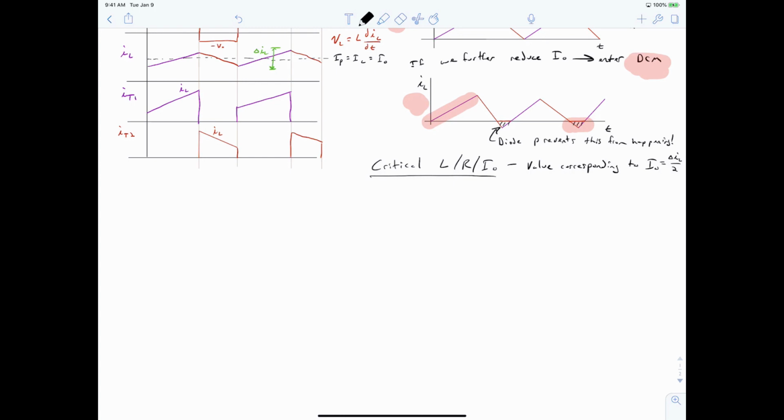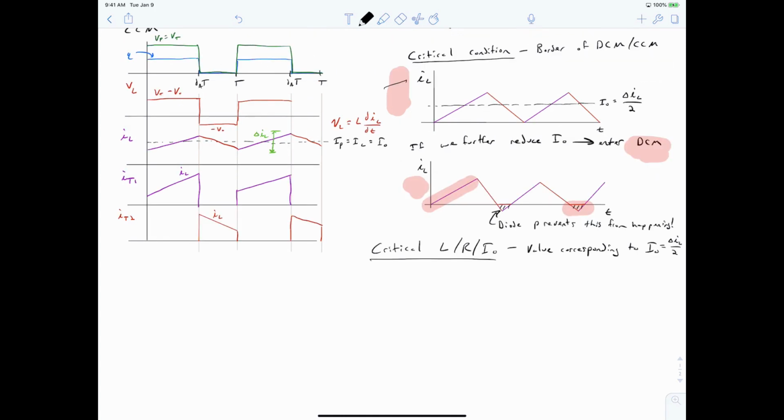So if we're talking about our critical inductance, this is the inductor value that will result in our ripple current being so large that this situation right here takes place. If we're talking about our critical resistance, we're talking about a load resistance that's so large it reduces our average output current to the point that this waveform takes place. Now, why do we care about detecting this? Well, as we previously noted, when we enter discontinuous conduction mode, our equivalent duty ratio becomes complicated.